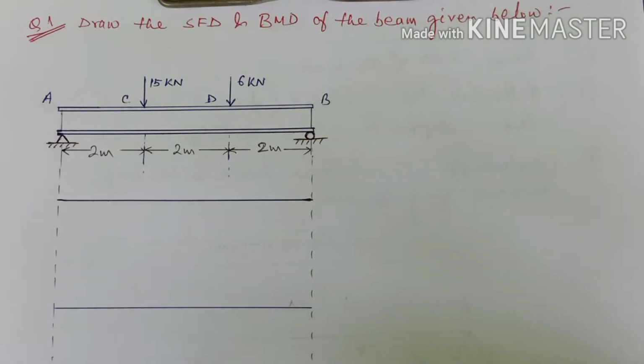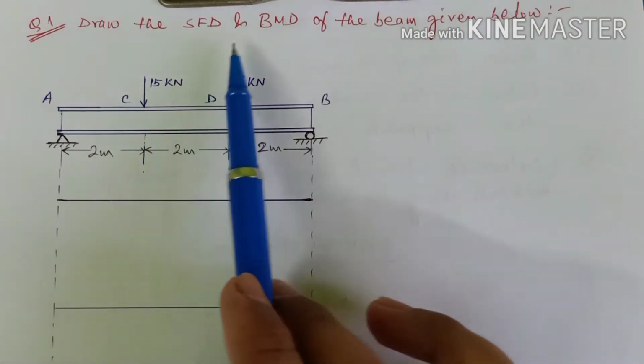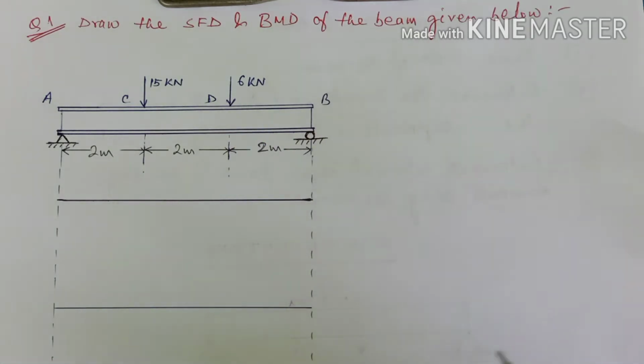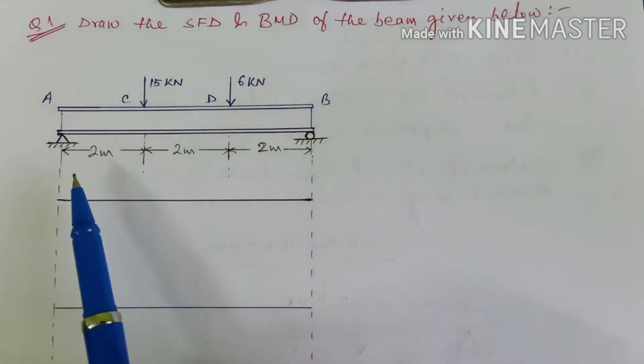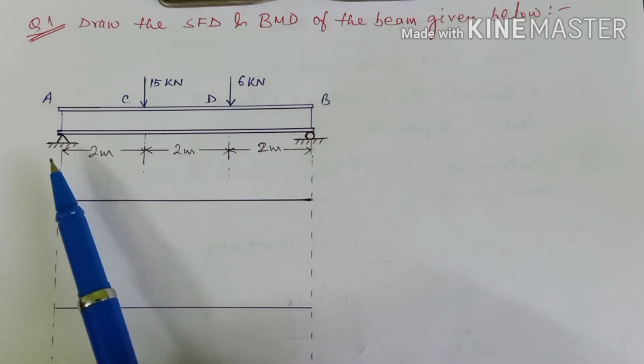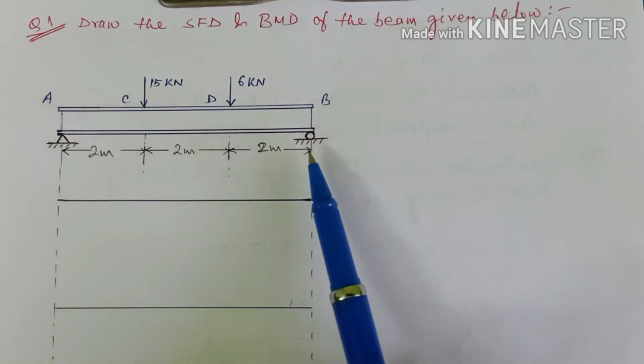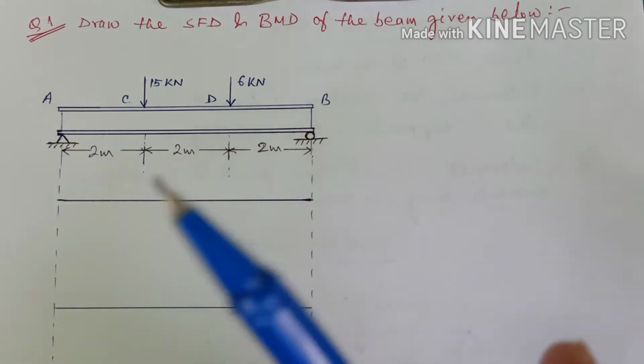So after understanding the concepts of SFD and BMD, let us solve the very first problem based on this topic. In this problem we have to draw the shear force diagram and the bending moment diagram of the beam that is given below. We have a beam like this, and to the very left we have a pinned support or hinged support. On the right we have a roller support.